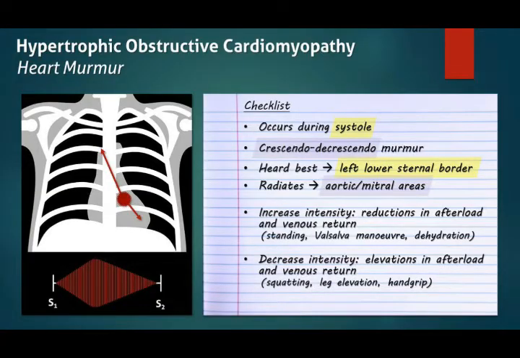Now, in hypertrophic obstructive cardiomyopathy or HOCM, the murmur is important to detect due to its clinical implications. The particular murmur is a high-pitched crescendo-decrescendo mid-systolic murmur, heard best at the lower left sternal border. So let's hear how it is heard on auscultation.